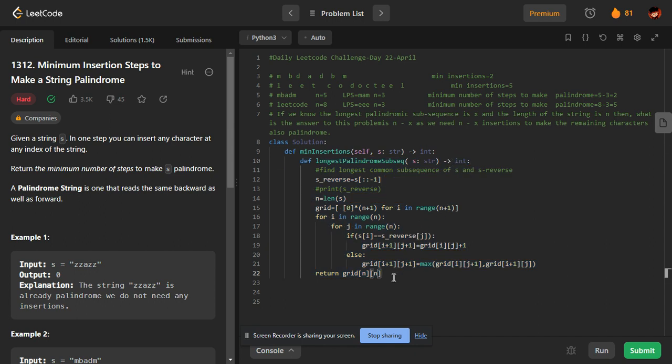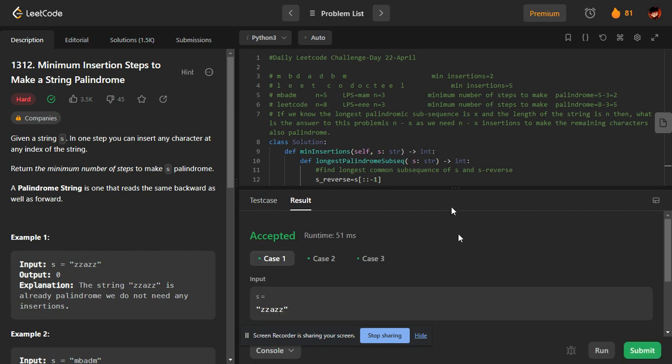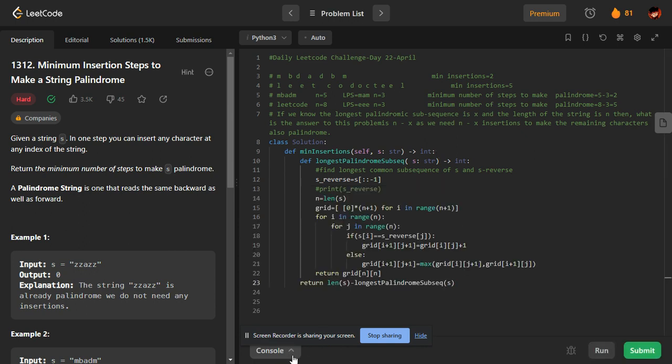Now how to get the answer for the current question? What I will do is return the length of the given string, which is s in this case, minus the length of the longest palindromic subsequence. Let me run and see if it works. You can see it's getting accepted. So friends, its time complexity and space complexity are going to remain the same.